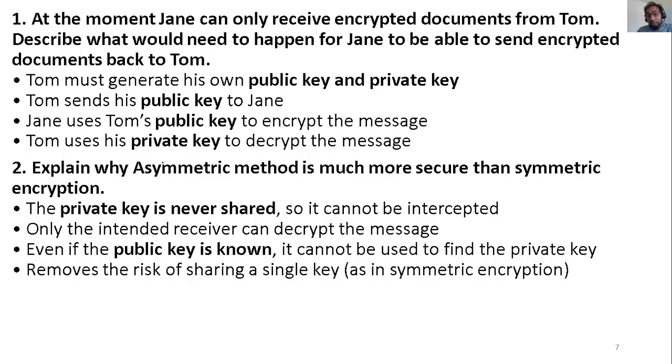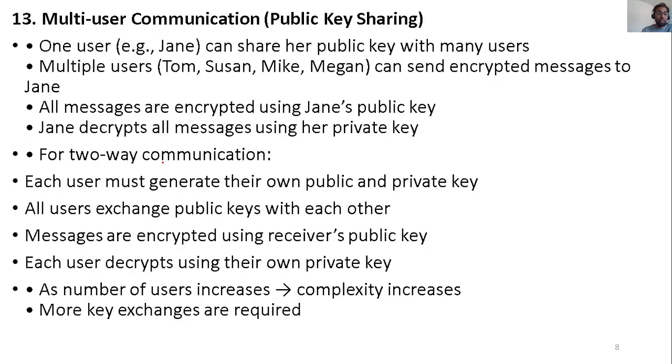Explain why the asymmetric method is much more secure than the symmetric. The private key is never shared. That's the most important. Only the intended receiver can decrypt the message. And even if the public key is known, it cannot be used to find the private key. It removes the risk of sharing a single key. That's the benefit of asymmetric, whereas in symmetric, there is only one key for both sender and receiver.